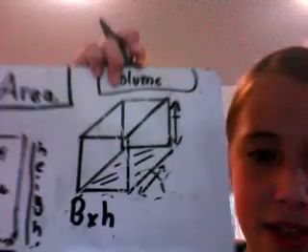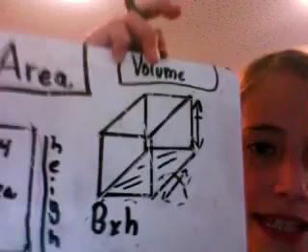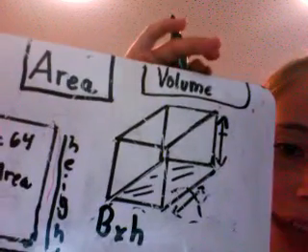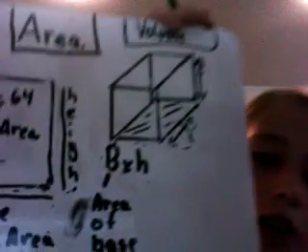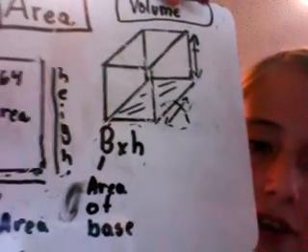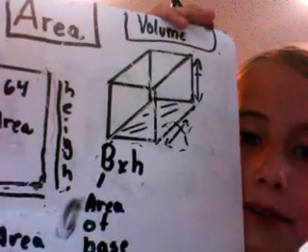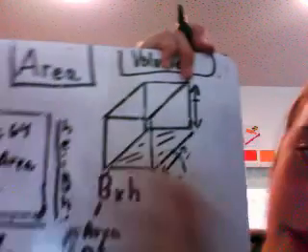The big B means the base of the 3D shape. You see where it's colored in? That's the base. And the base is what the shape is standing on. So I have to find out the area of the base of the shape. The B is the area of the base. So here, the colored in part, I have to find out the area of the base.